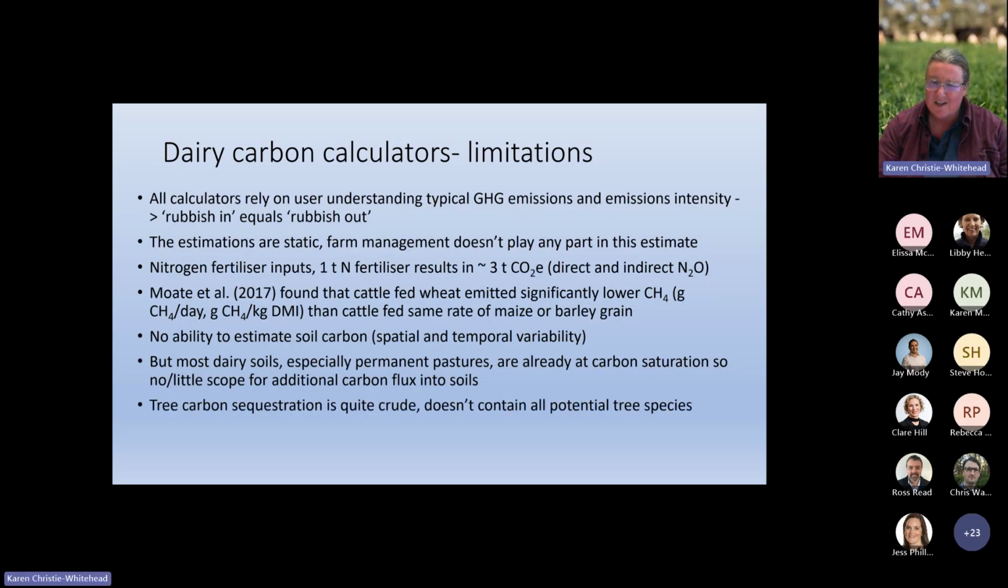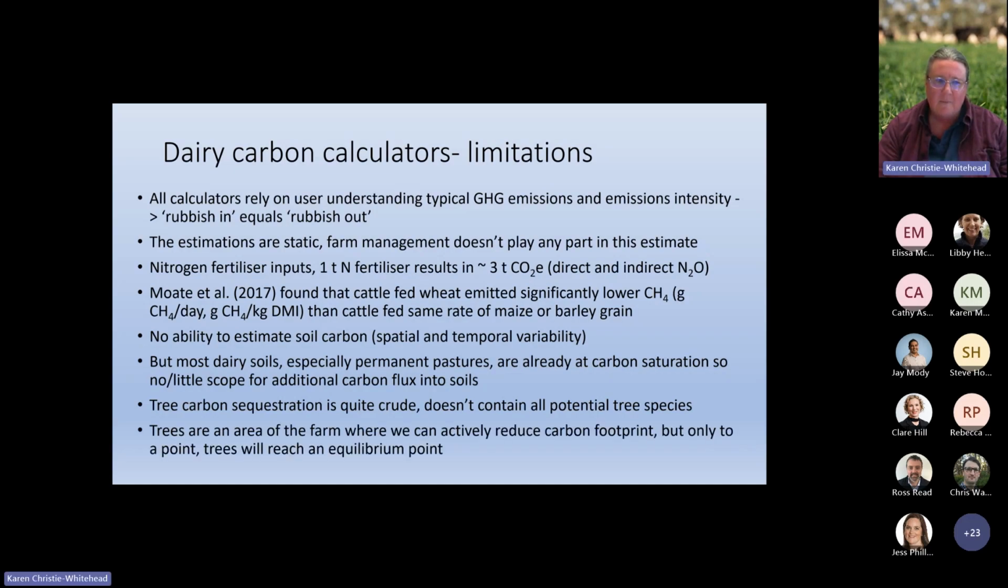Tree carbon sequestration in the calculator is quite crude. It doesn't contain all the potential tree species. It's a lookup table. It's not farm specific, it's more regional specific. But what's important is that trees are really one area of the farm where we can start to also reduce our carbon footprint. Also keep in mind with trees, there's a point of equilibrium where trees plateau in their carbon sequestration year on year.